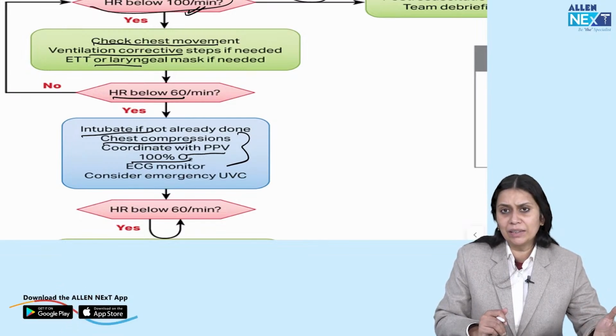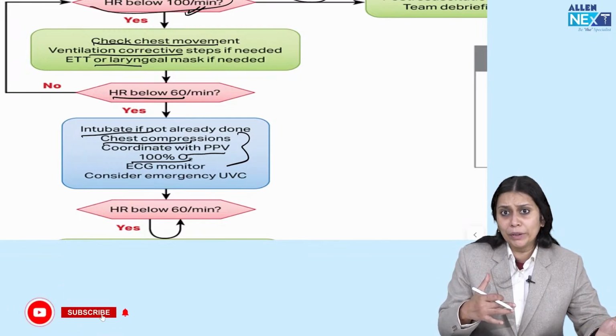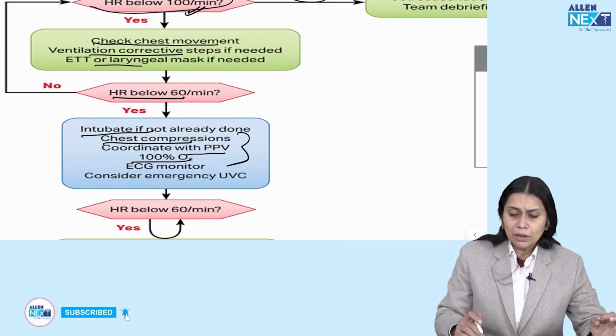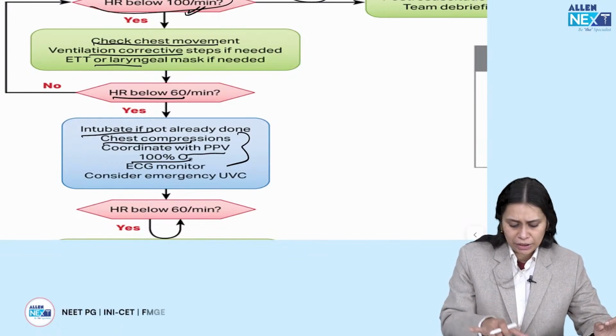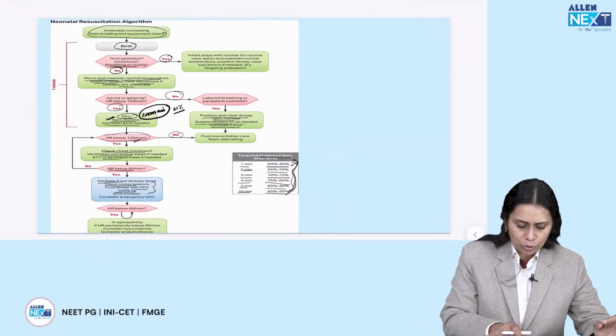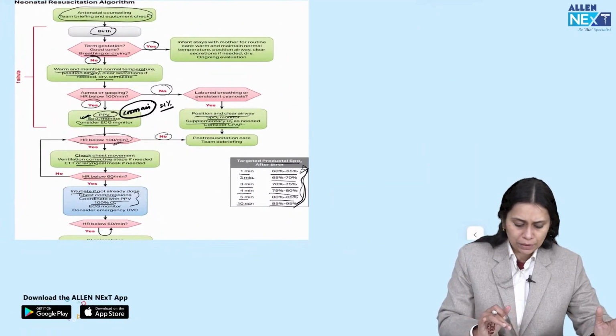And if the heart rate remains below 60 and we have already added chest compression, then we start giving emergency drugs like epinephrine, and we start giving fluid or blood, whatever we need, right? So what we do in newborn, what are the important points that we have to remember?